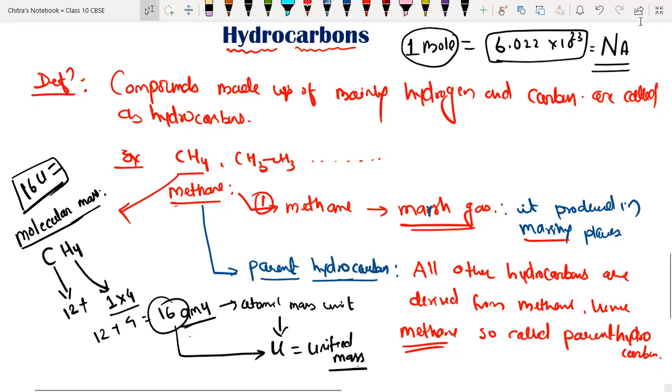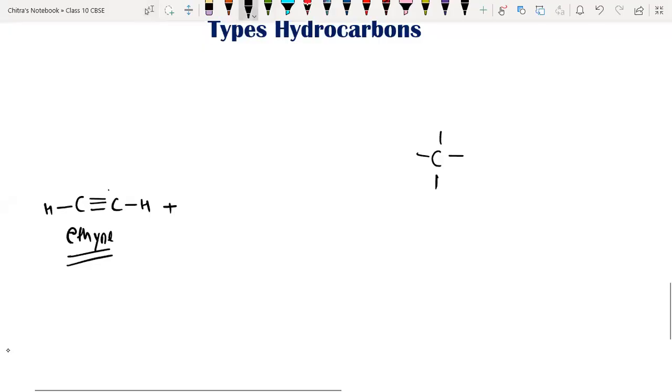Okay, so now we are going to discuss the types of hydrocarbon. We are discussing on what basis we decide the type of hydrocarbon. First we have to understand the reaction, and then we will start the types of hydrocarbon.